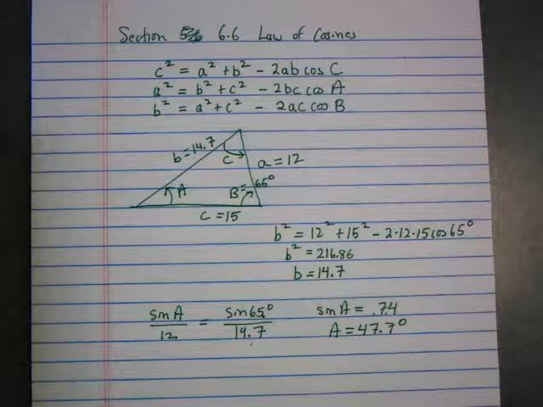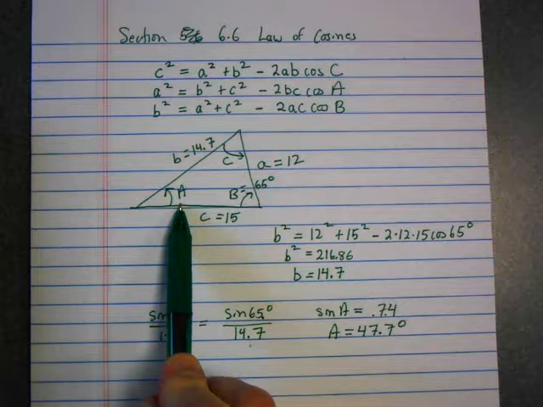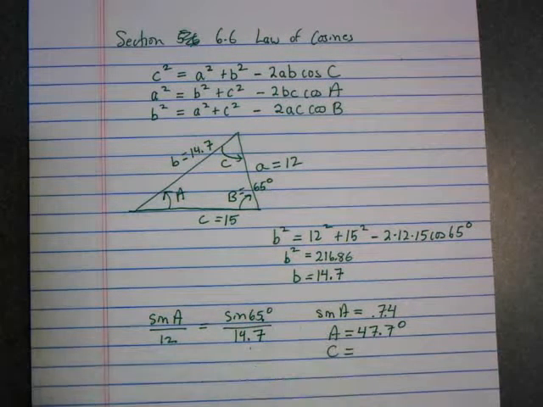Same way I could. That's too hard. I could do 180 minus 65 minus 47.7, and that's how I find C. Once you have two angles, finding the third one is easy. So C is 180 minus the 65 minus the 14.7. Oh, not 14.7. 47.7.